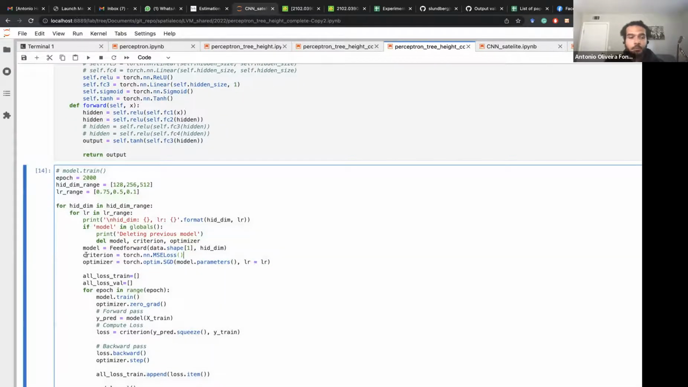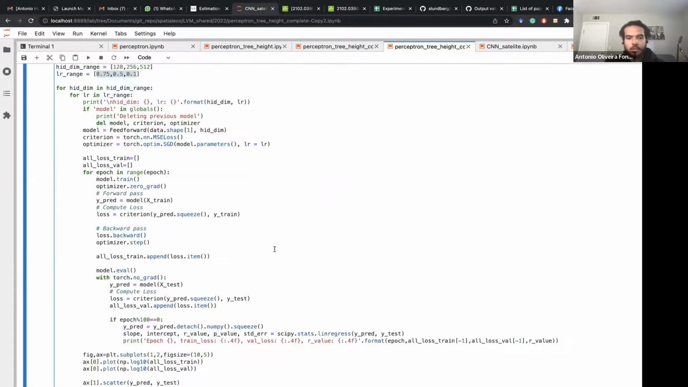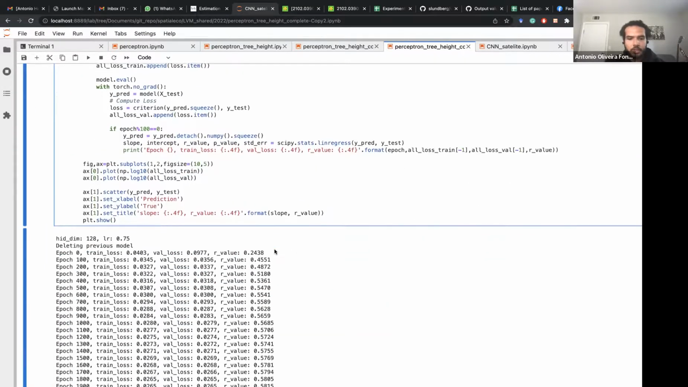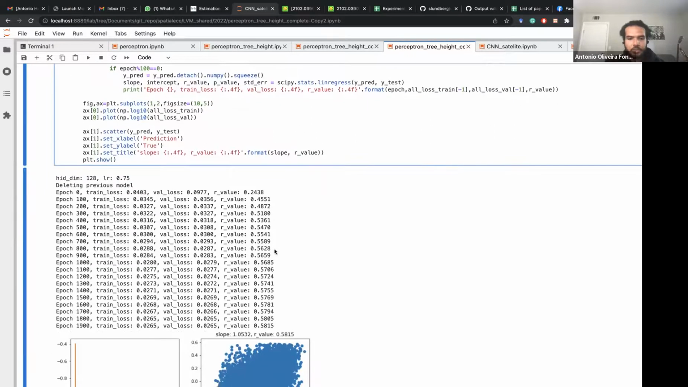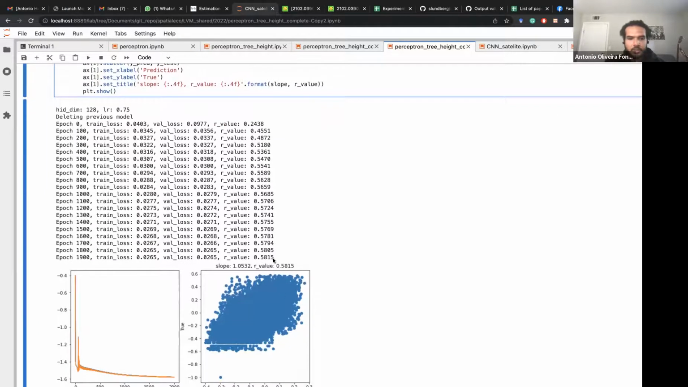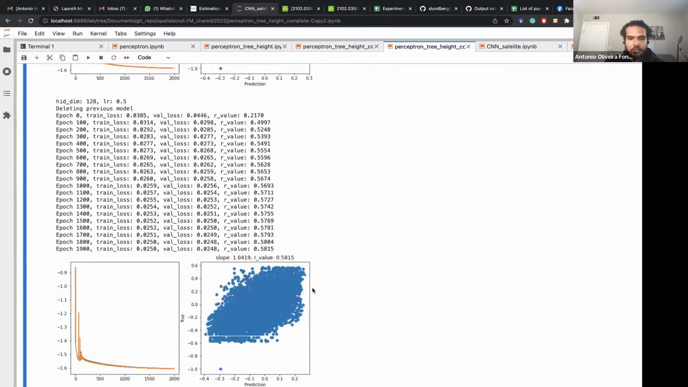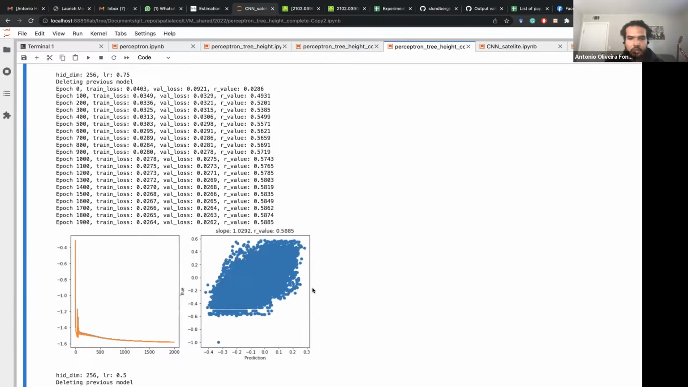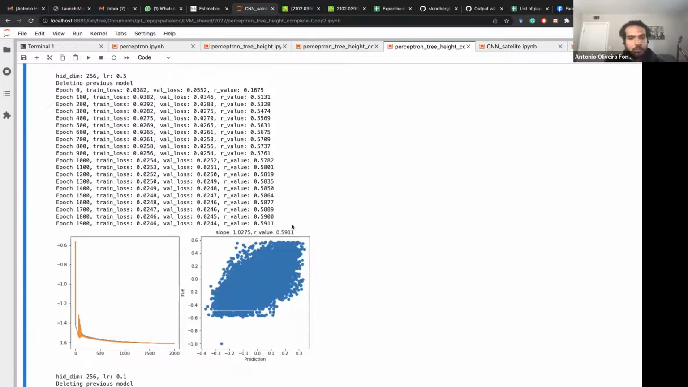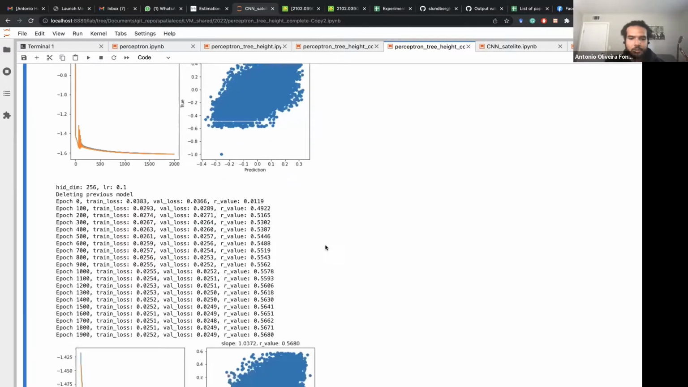I'm using exactly the same criterion as before, mean square error, and I'm still using stochastic gradient descent. And that's the new range of values for learning rates that I'm going to use. Let's go very quickly over the results. Now you see that, for example, this one, using learning rate 0.75, has an R value of 0.58, 0.59. Okay, it's getting better.